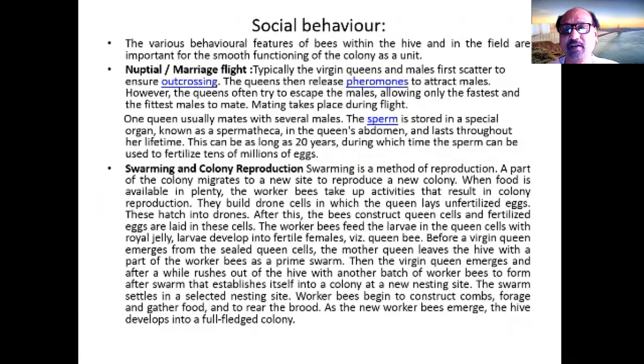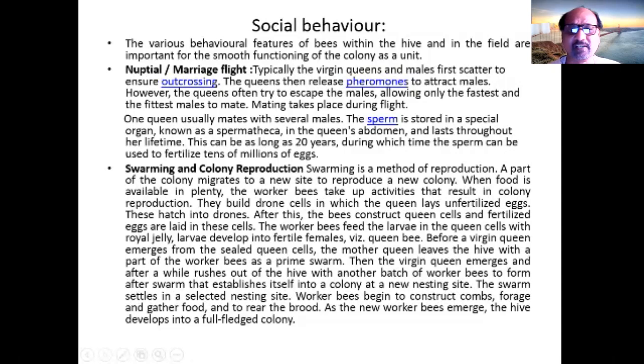So the first behavior observed in the bee is the nuptial flight, or the marriage flight. Typically, the new queen is known as the virgin queen. Virgin means that the queen has not mated before. The males first scatter to ensure outcrossing. The queens may then release pheromones to attract the males. However, the queens often try to escape the males, allowing only the fastest and the fittest males to mate.